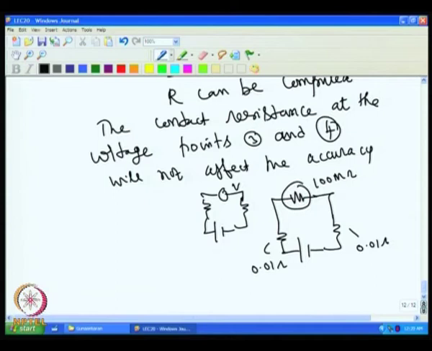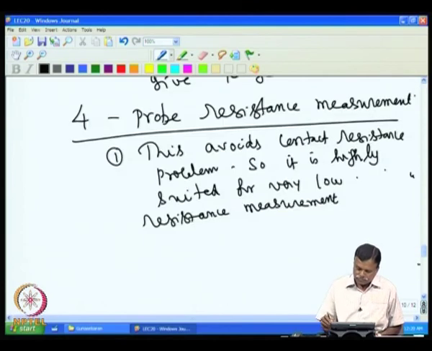Now, this is the voltage that is supposed to be measured; assume this voltage is 100 millivolts. This is the voltage drop that is generated across the two ends of the resistance.